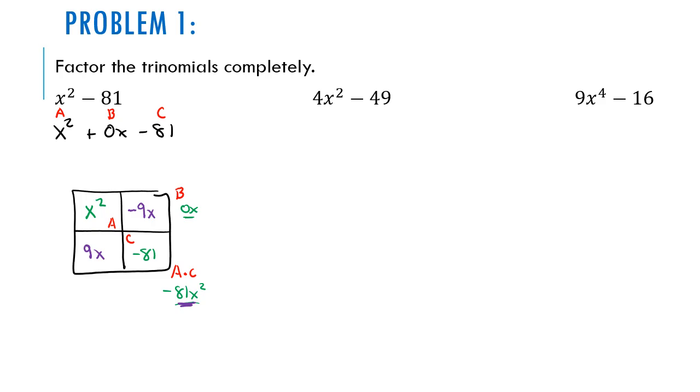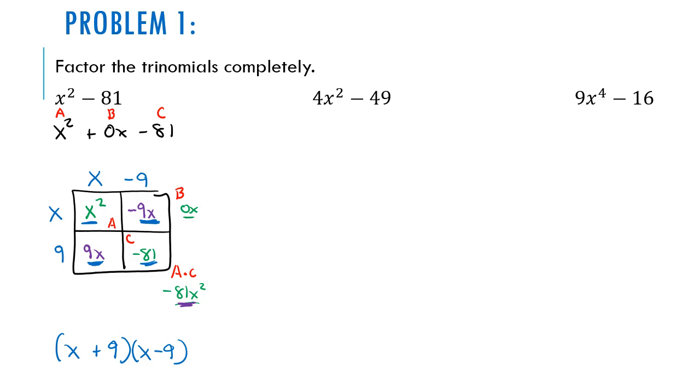So to get the factors, x times x would make x squared, x times 9 makes 9x, and x times negative 9 makes negative 9x. And we can see that 9 times negative 9 makes the negative 81. So our factors are x plus 9, x minus 9.